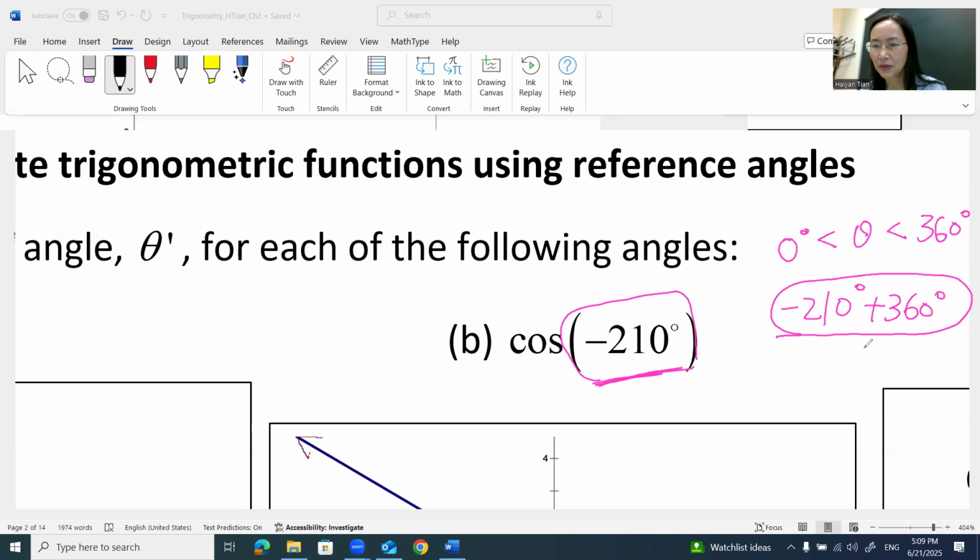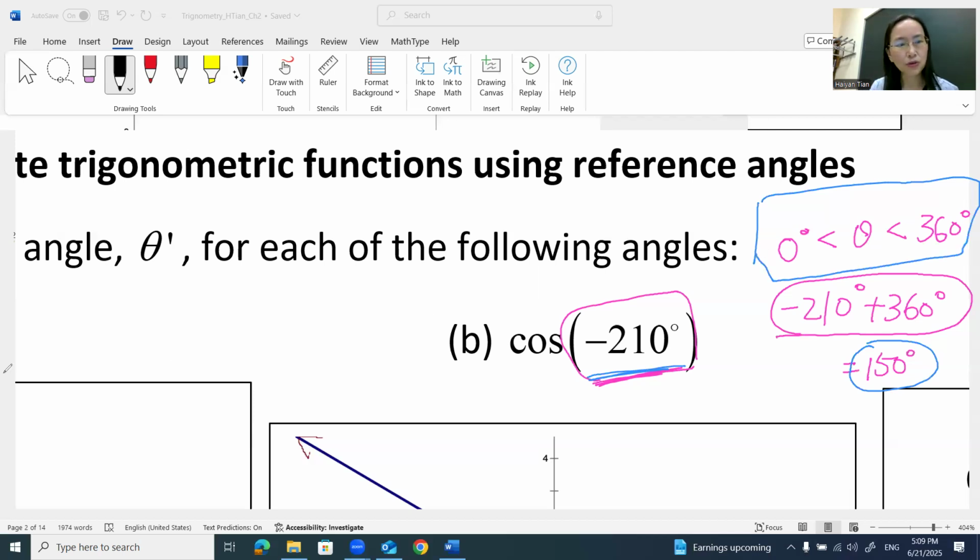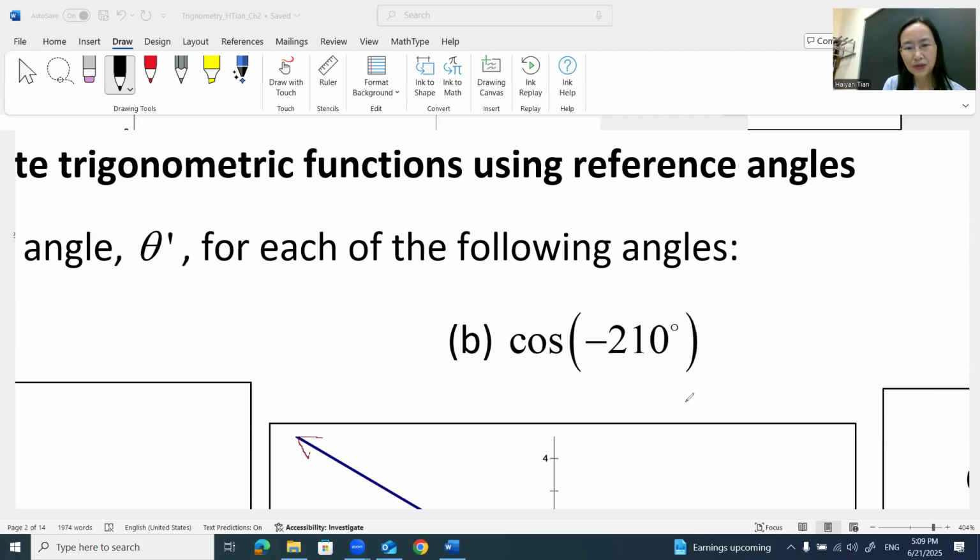That is an angle which is a 150 degree angle. The good thing is that this 150 degree angle is coterminal with negative 210 degrees. And this 150 degree angle is in this range, and we can quickly decide it is in the second quadrant. So let's look at the picture.